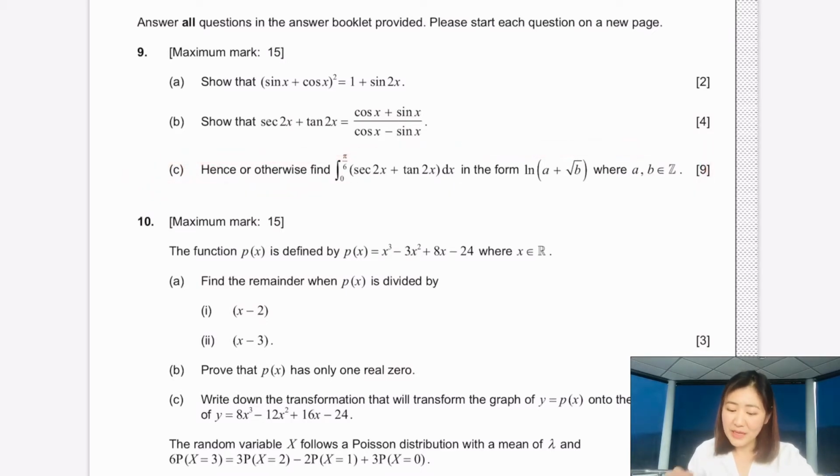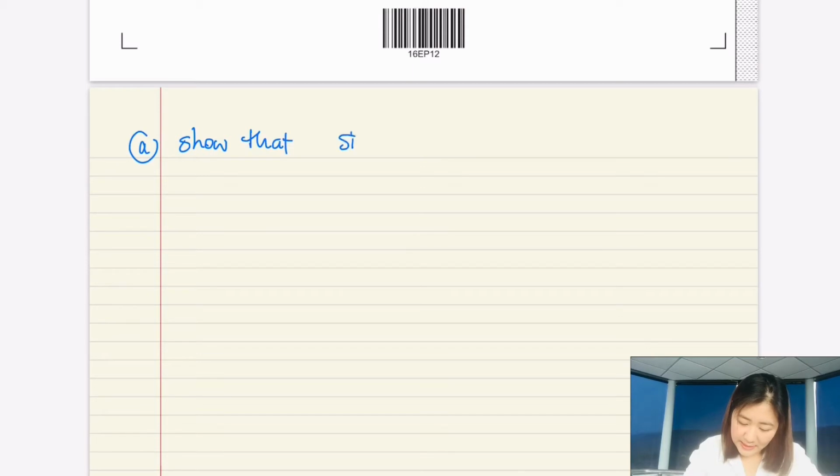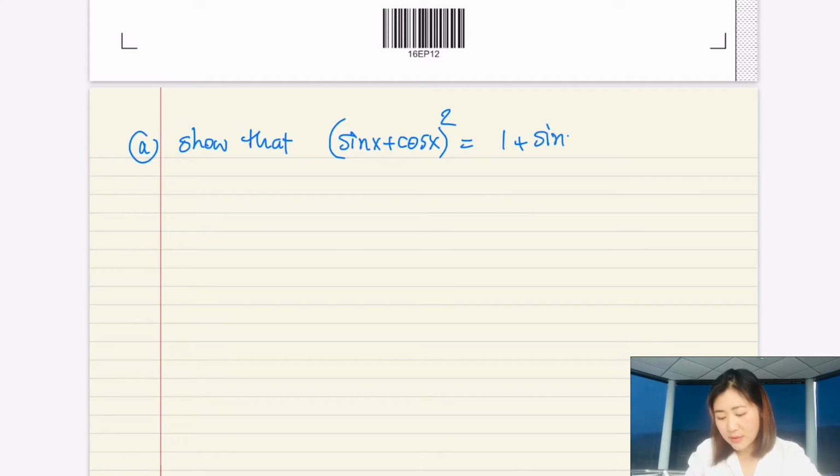All right. Okay, let's start from question A. Let me write it down in another page. Sin x plus cos x squared. Okay, here you have A, show that sin x plus cos x total square equals 1 plus sine of 2x.